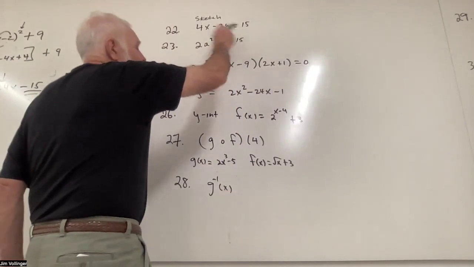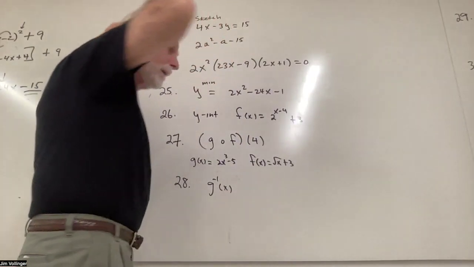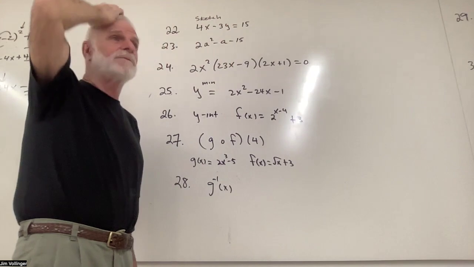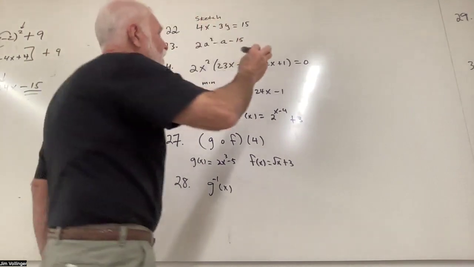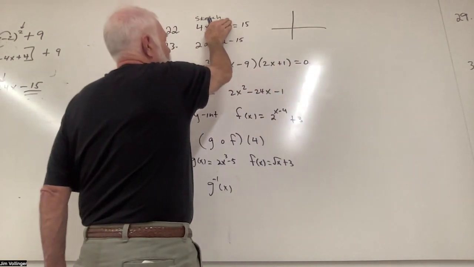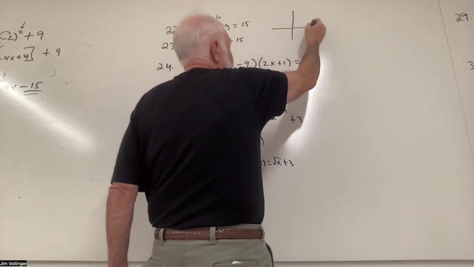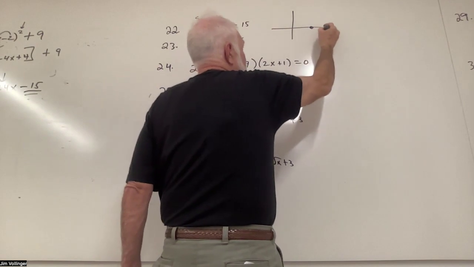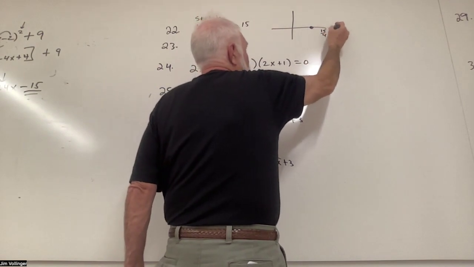Sketching 4x minus 3y equals 15. Standard form. Hey, you've heard me say this now 3 or 4 times in a row with the lesson sets. How do we graph standard form? X and Y intercepts. The x-intercept is 15 over 4, which is a little bit more than 3, a little less than 4 units. So that's 15 over 4, comma 0.